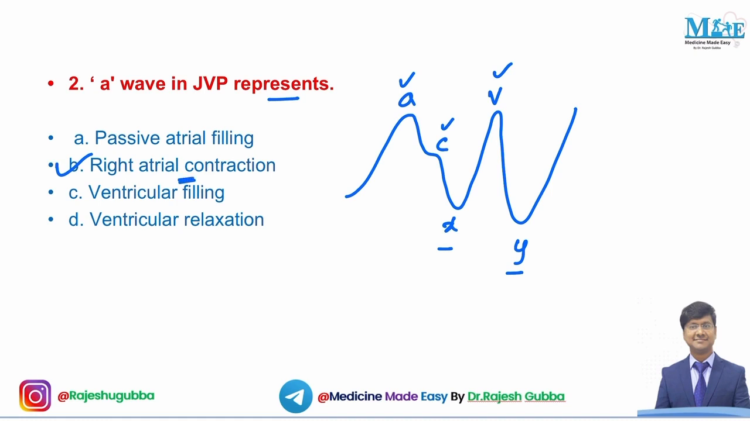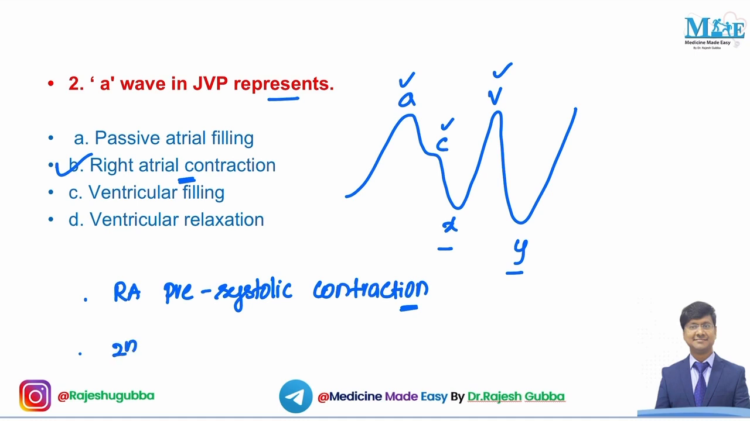So the A wave in the JVP represents the atrial contraction, and this A wave reflects the right atrial pre-systolic contraction, right? So during which phase of the cardiac cycle do you have this particular A wave? It corresponds to the second rapid filling of the cardiac cycle, okay? Which is nothing but the later part of the diastole, which is also considered as the pre-systolic contraction. So the answer is the right atrial contraction. Next question.